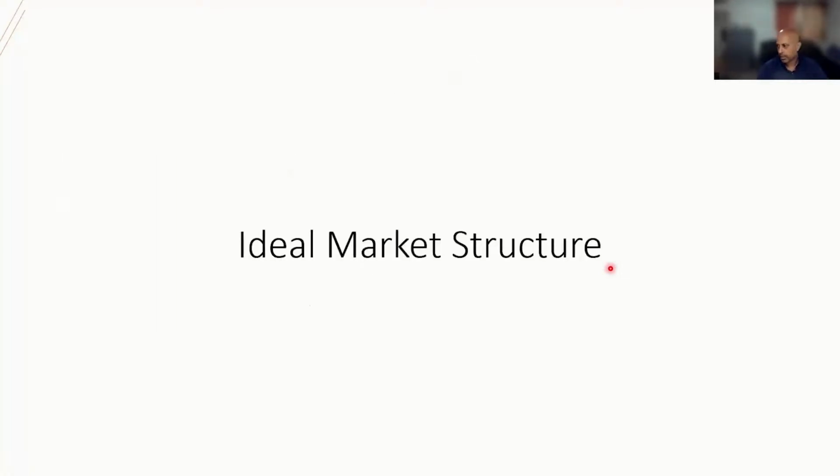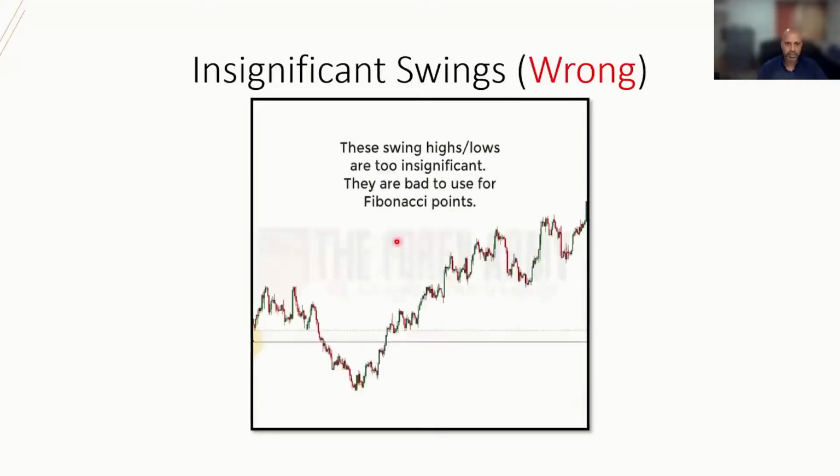So let's start off with the ideal market structure. What is an ideal market structure? Well, first of all, we'll start off by looking at what is wrong. When we are trying to draw a Fibonacci retracement, we're looking for significant swings, market swings like a swing high or a swing low. In this example, this GIF is showing us an example of insignificant swings.